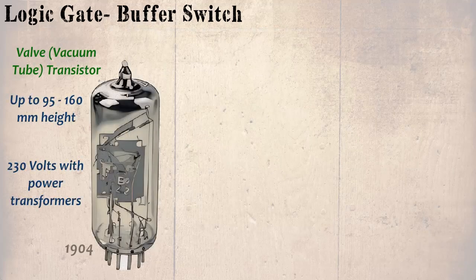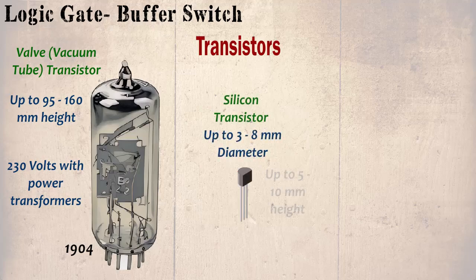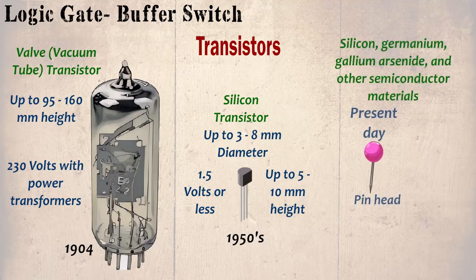The grandfather of the transistor was the valve, or vacuum tube. The early valves were about 95 to 160 millimeters in height and were powered from a 230-volt transformer. In the early 1950s, the silicon transistor was introduced, which was powered from a 1.5 volt or less power supply and was about 5 to 10 millimeters in height. Now we can find many thousands on top of a pinhead. They are so common nowadays it's difficult to avoid them.